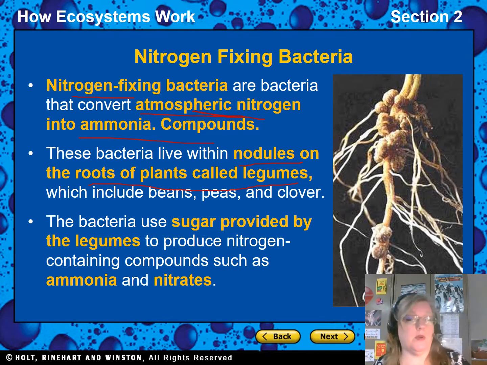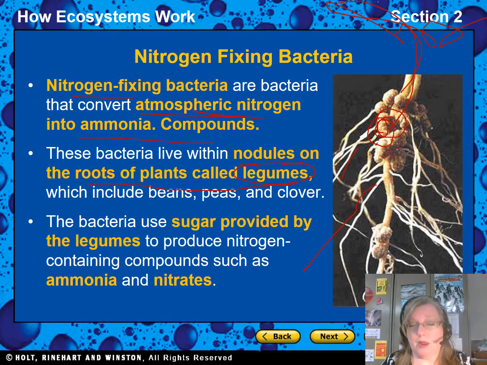Okay. Now let's work this out. The plant itself is called a legume. That's like peas and beans and peanuts. And clover. So not every plant, but special plants called legumes. That's the type of plant it is. And they live in nodules on the roots. So these bacteria live in nodules on the roots of legumes. Legume is a type of plant.